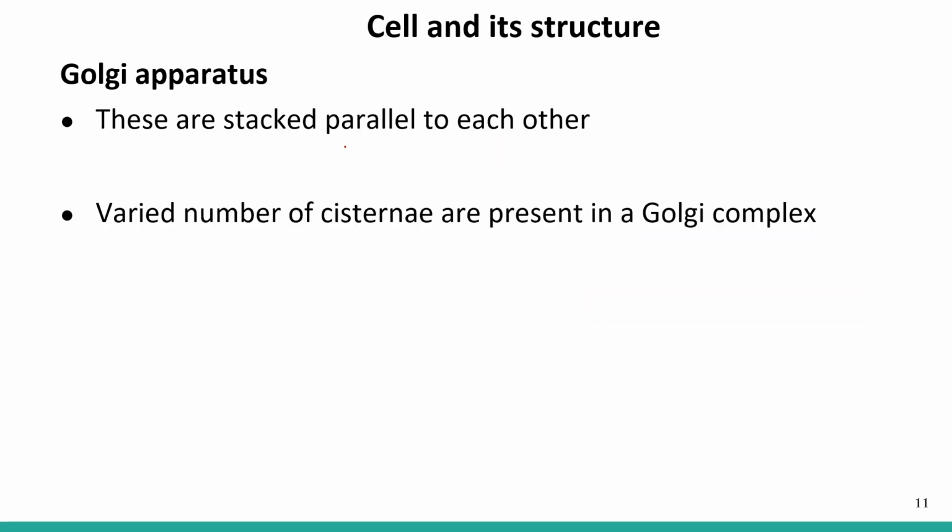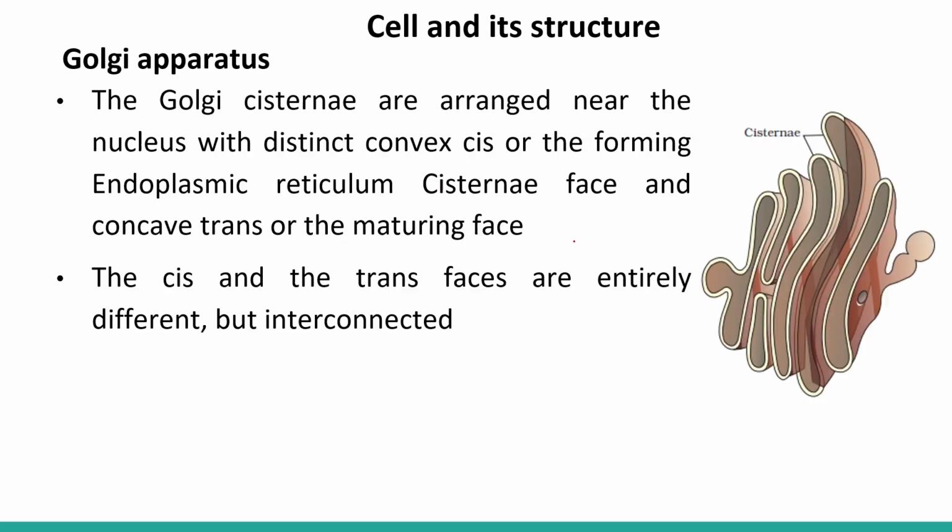So they are stacked parallel to each other. They are the sac-like structures, that is the cisternae. They are arranged parallel to each other, and a varied number of cisternae are present in the Golgi complex. The cisternae number is not fixed. So a varied number of cisternae are present in the Golgi complex.